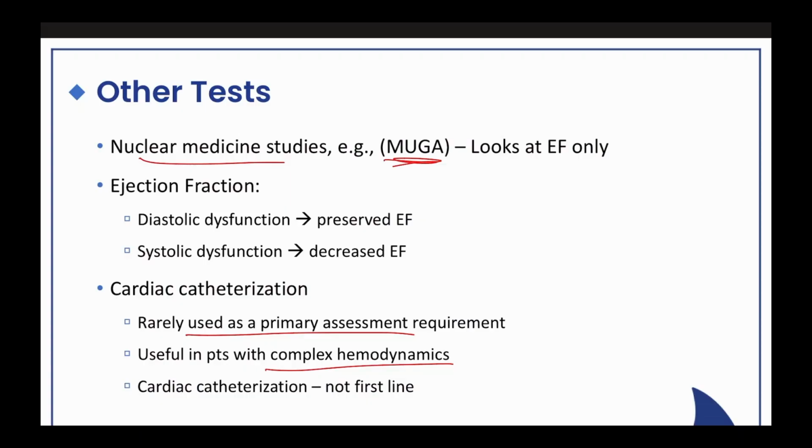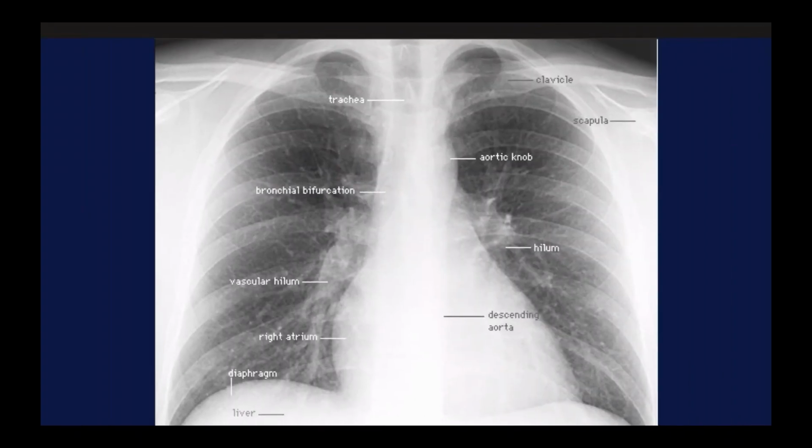Because a valve, you can find that out on echo. It won't tell you anything about the coronary arteries. The catheterization will.